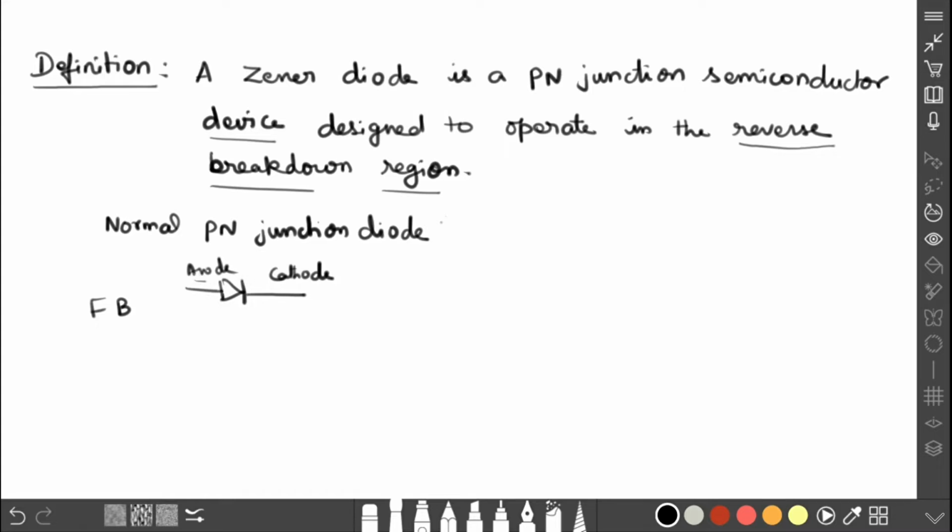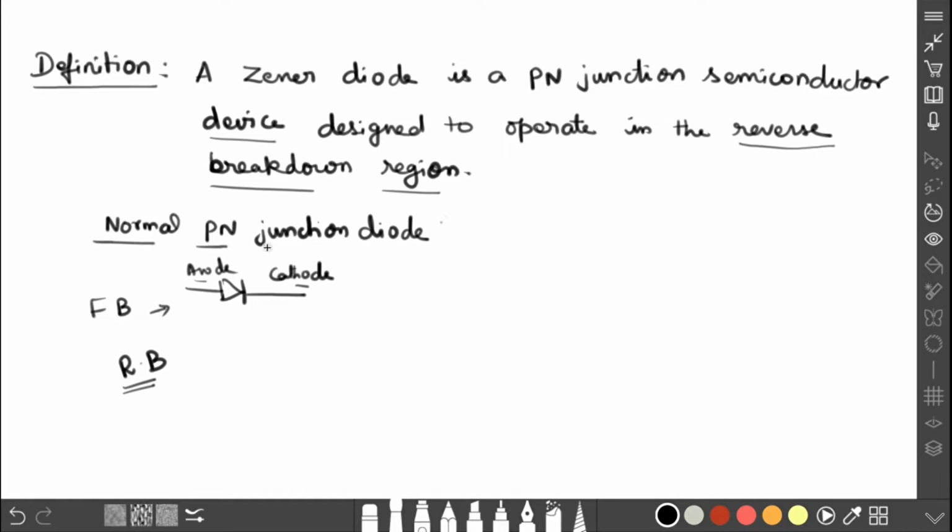The same diode, when it is reverse biased, there is no flow of current. There is no flow of current in this normal PN junction diode. That means the normal PN junction diode does not conduct current during the reverse biasing. This is the case, already we know that. This is for the normal PN junction diode.